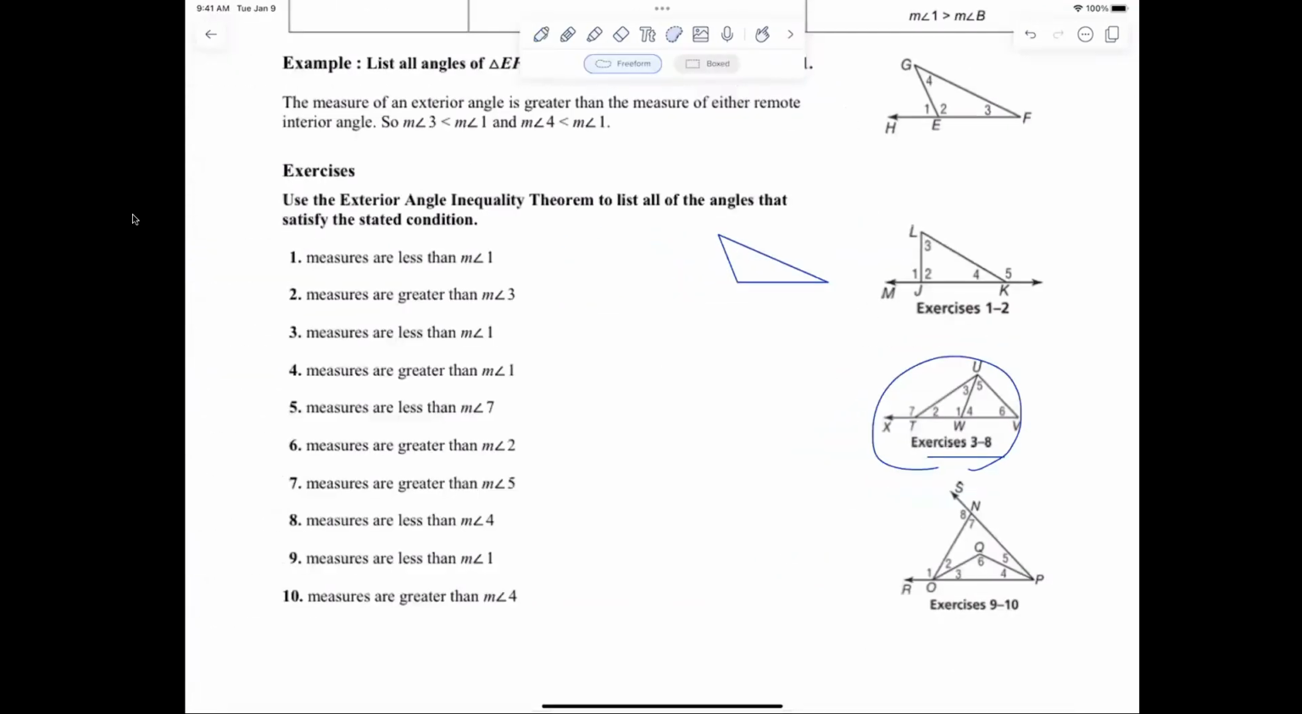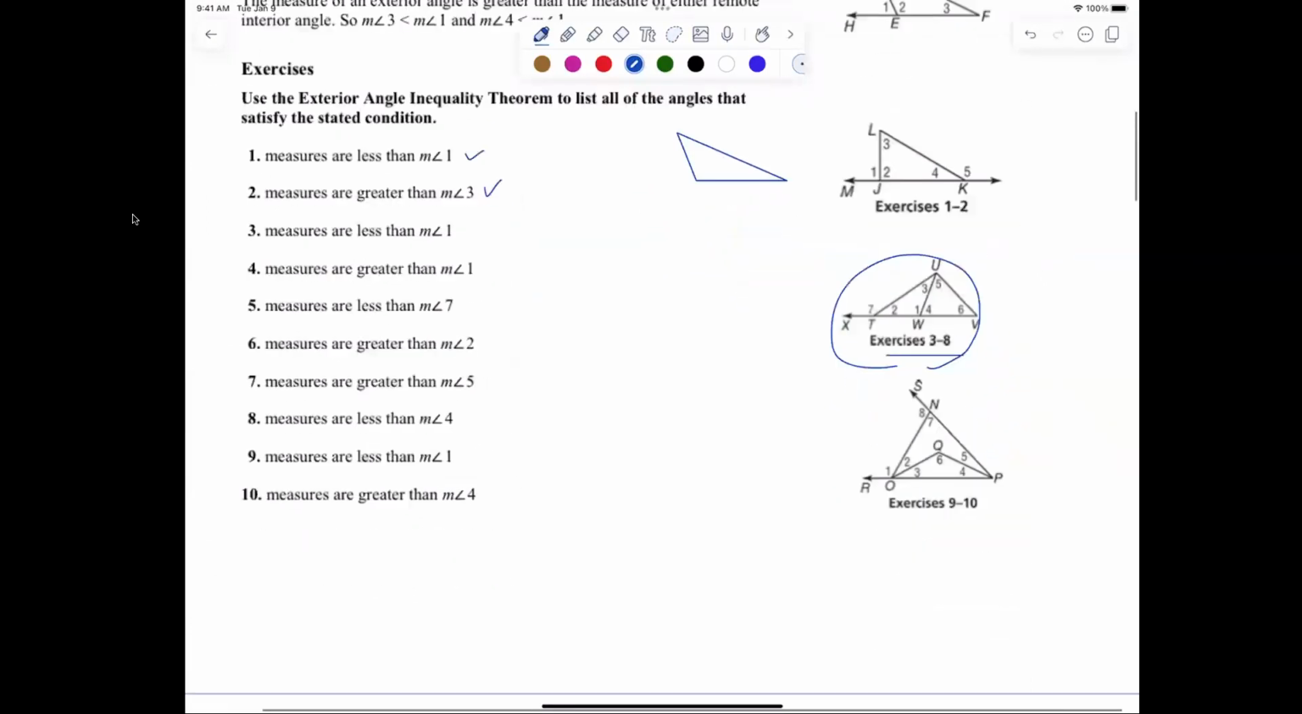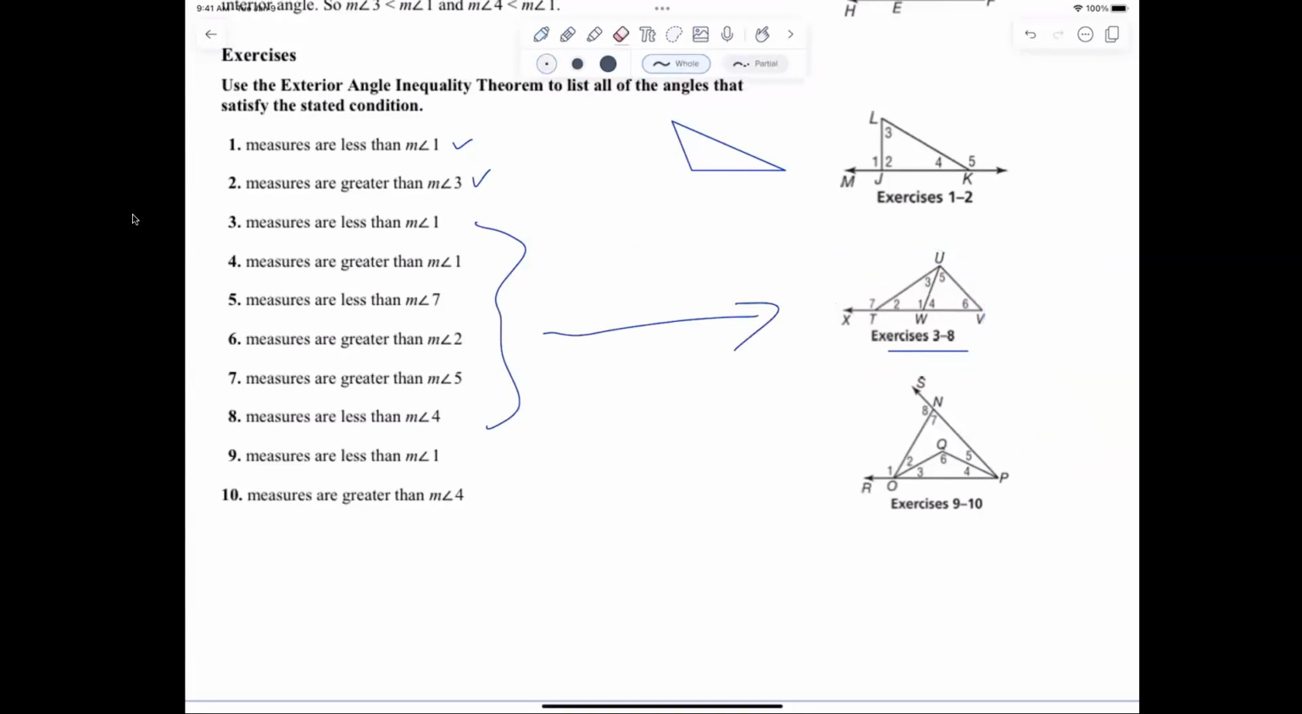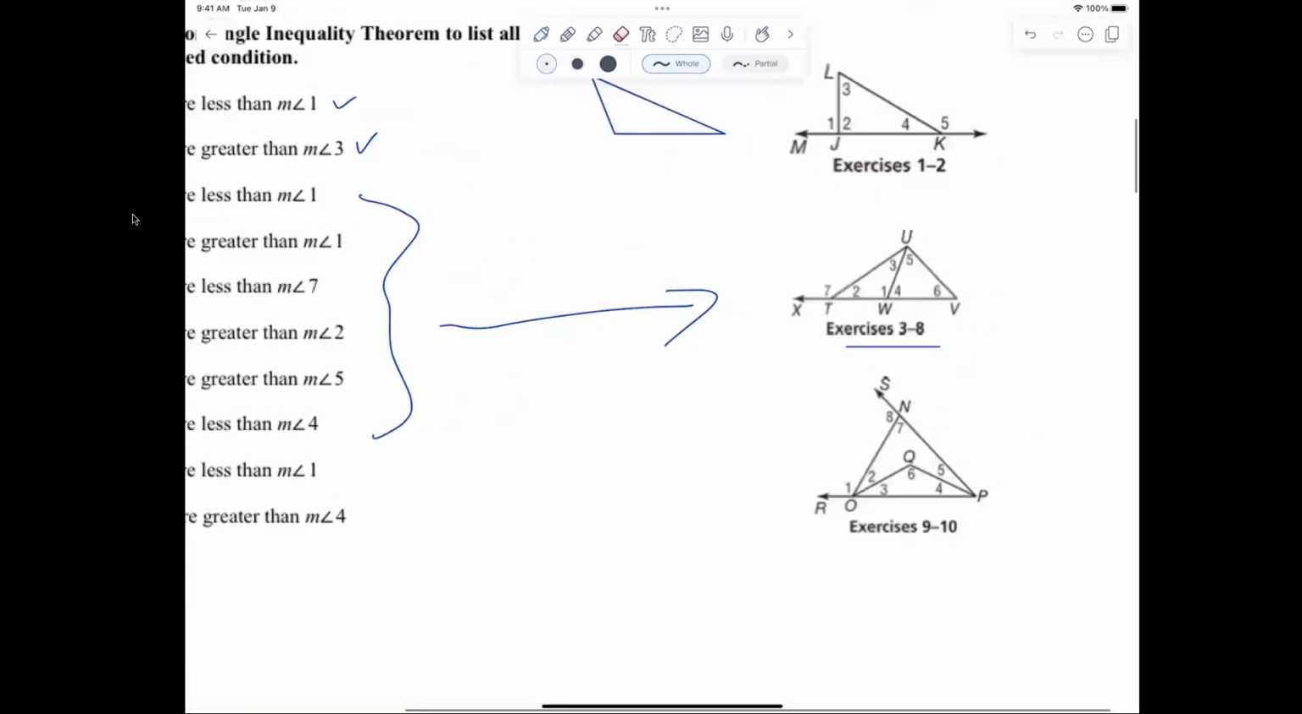So everybody's good with 1 and 2 now, correct? Yeah. All right. Let's take a look at measures that are less, now 3 through 8. This is the one that's usually on the test when there's more options for you to have to think about. All right, so measures that are less than angle 1.